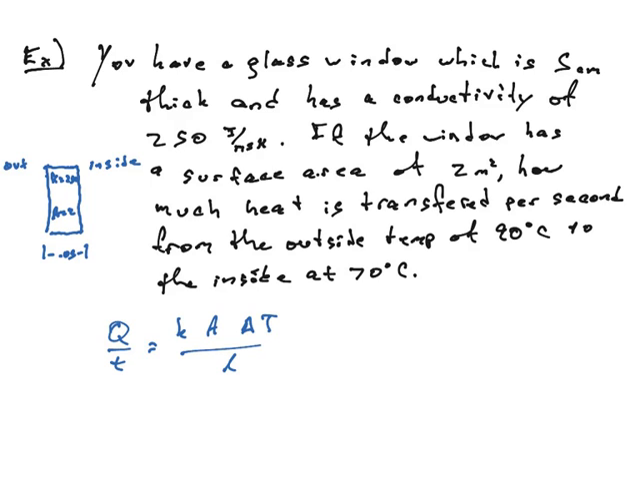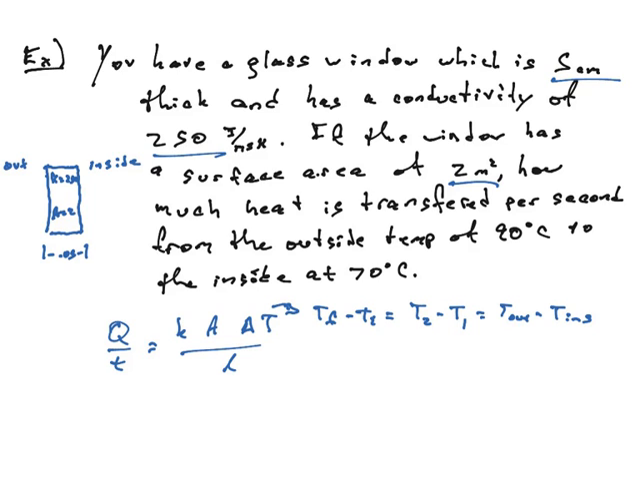So what do I need? Well, I need K. I have it, it's 250. I need the surface area. I have that, that's 2. I need L, that's the thickness, 5 centimeters. And I need delta T, where delta T, of course, we could call final minus initial, or T2 minus T1, or T outside minus T inside. These are all different labels for the same thing.